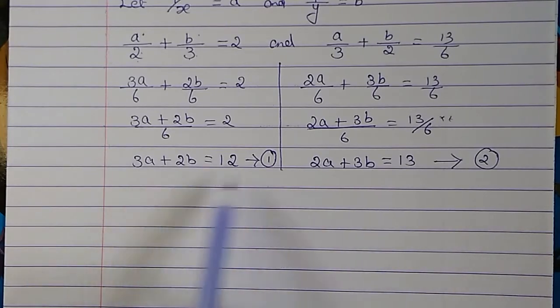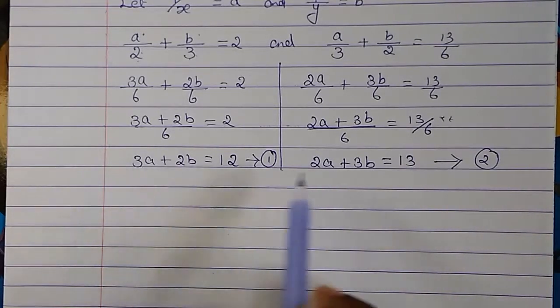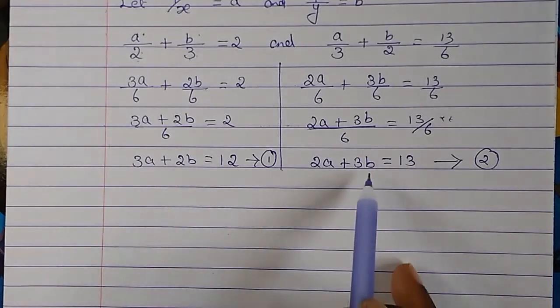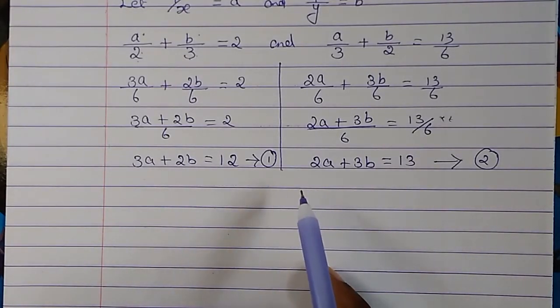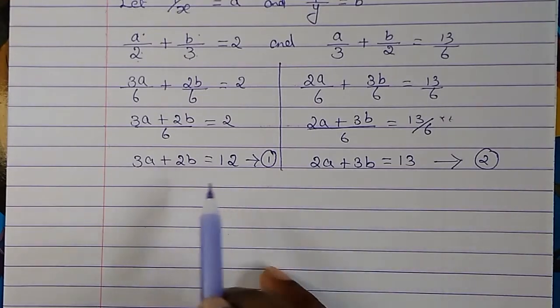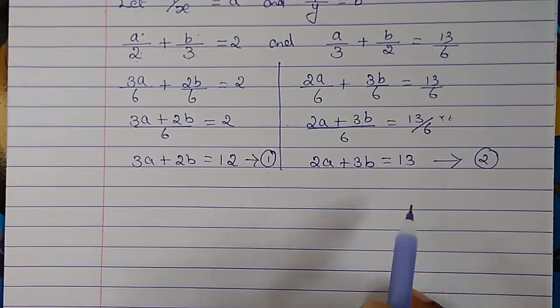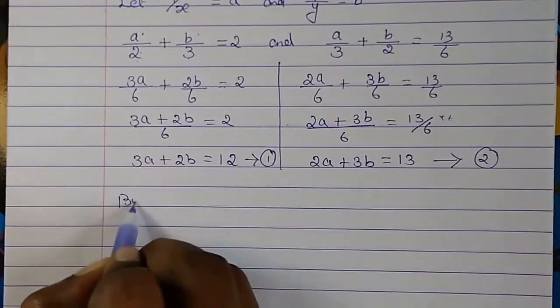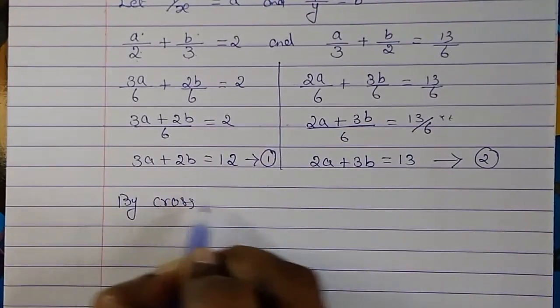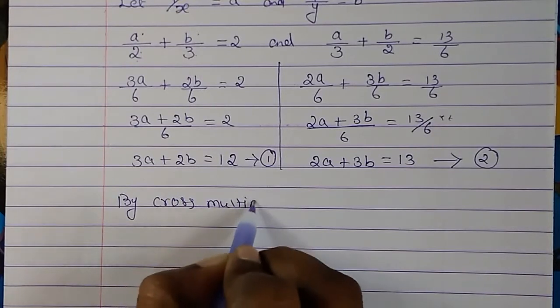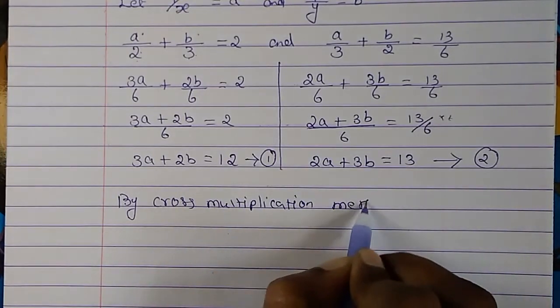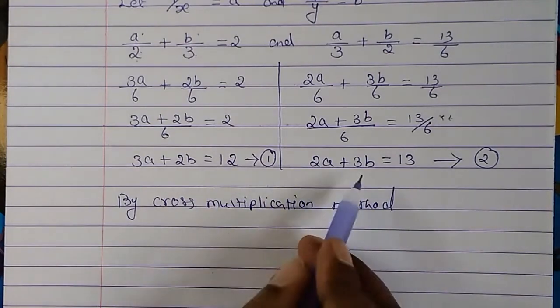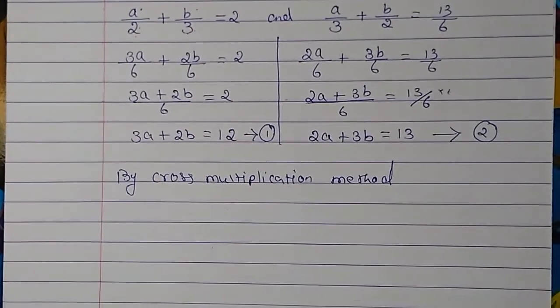So first look at this equation. Here 3a, here 2a, here 2b, here 3b. So you can do any method: substitution method you can do, or elimination method you can do, or cross multiplication you can do. I am going to do cross multiplication. So by cross multiplication method, what we'll do, we have to write the equation properly.